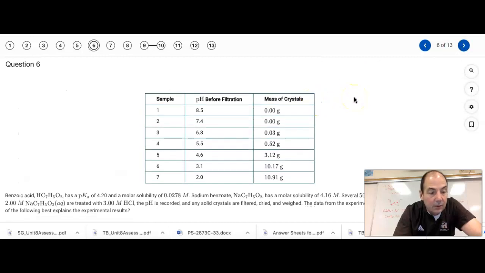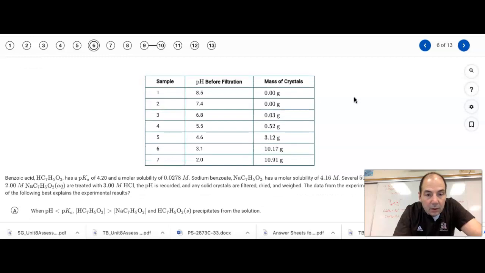All right, number 6. Benzoic acid has pKa 4.2, molar solubility is 0.00278. Sodium benzoate has a molar solubility of 4.16 molar. Several 50 mL samples of 2 molar sodium benzoate are treated with 3 molar HCl. The pH is recorded, and any solid crystals are filtered, dried, and weighed. The data from the experiment are given in the table above. Which of the following best explains the results?